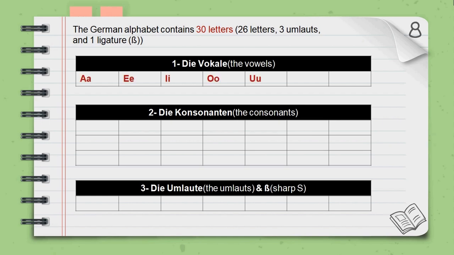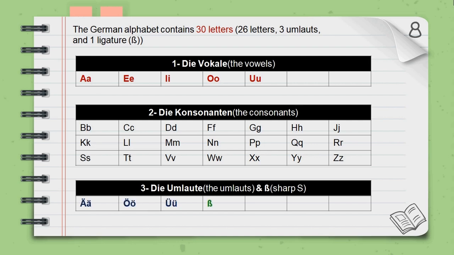Die Vokale sind A, E, I, O, U. Die Konsonanten: B, C, D, F, G, H, J, K, L, M, N, P, Q, R. Then S, T, V, W, X, Y und Z. And third, the umlauts: A umlaut, O umlaut, U umlaut, and the sharp S or ESZETT.